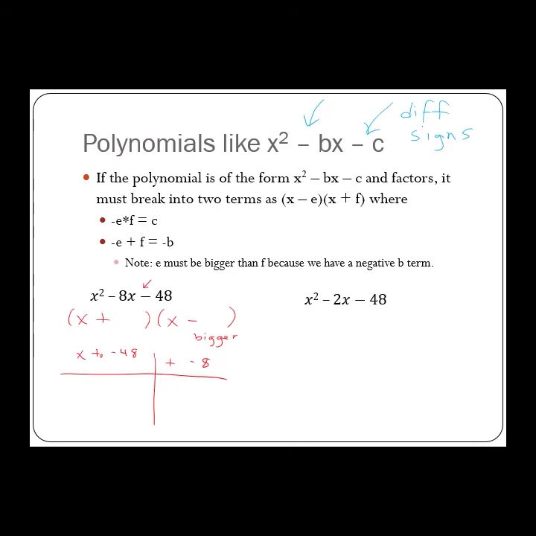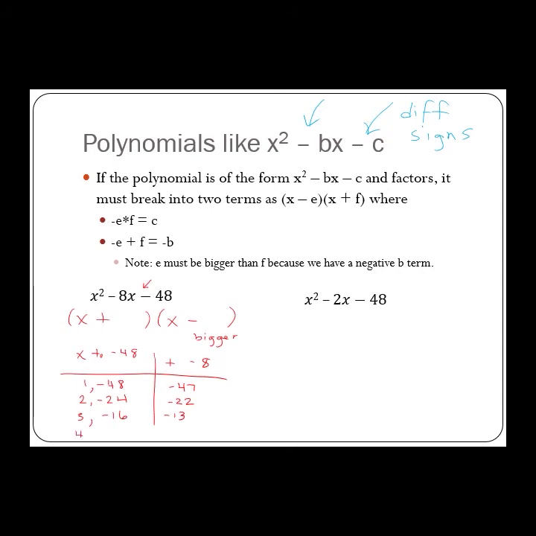So I could have 1 and negative 48. When I add those, I get negative 47. So that's not what I wanted. 48 divided by 2 is negative 24. I get negative 22 when I add them. Negative 48 divided by 3 is negative 16. 3 plus negative 16 is negative 13. We're getting closer to negative 8, but we don't see negative 8 yet.